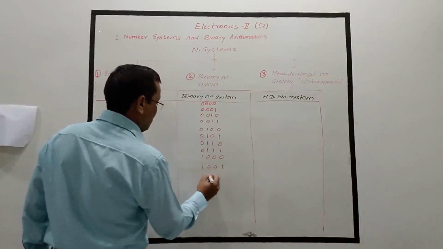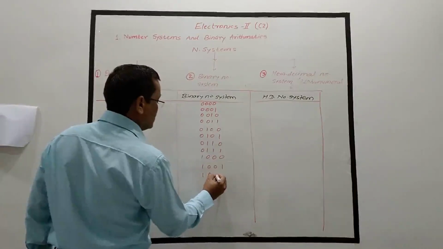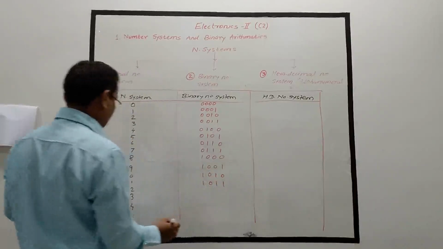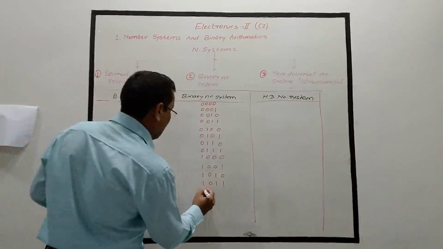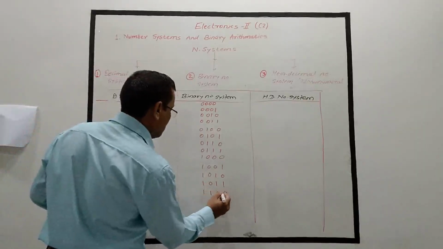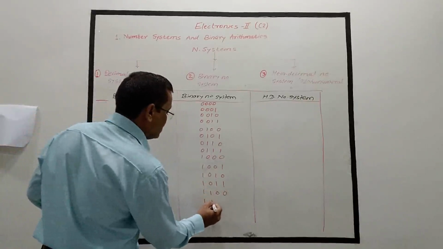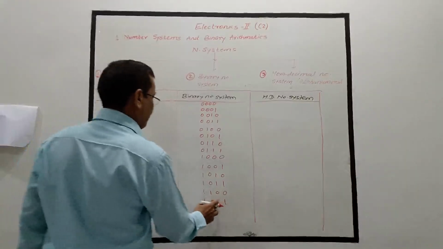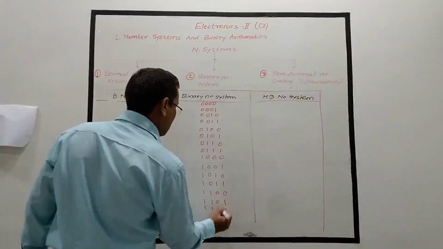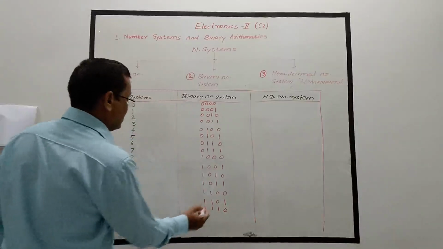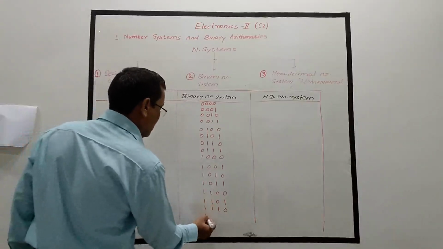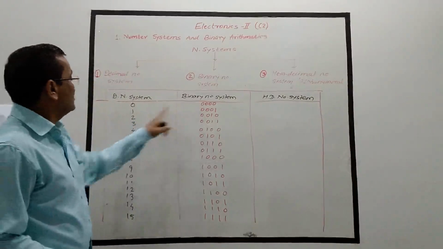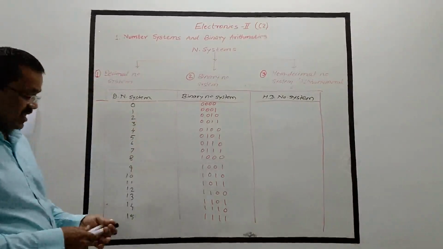10 is 1, 0, 1, 0. 11 is 1, 0, 1, 1. 12 is 1, 1, 0, 0. 13 is 1, 1, 0, 1. 14 is 1, 1, 1, 0 and 15 is 1, 1, 1, 1. So 0 stands for this, 1, 2, 3, 4, 5, 6 like this up to 15.